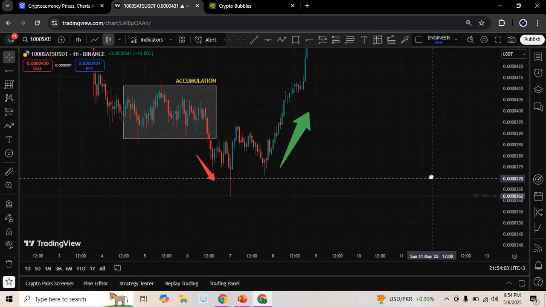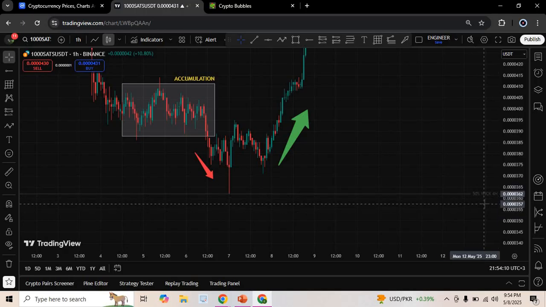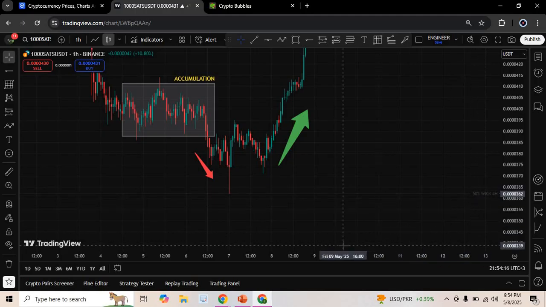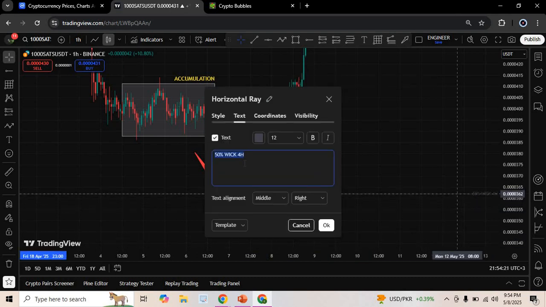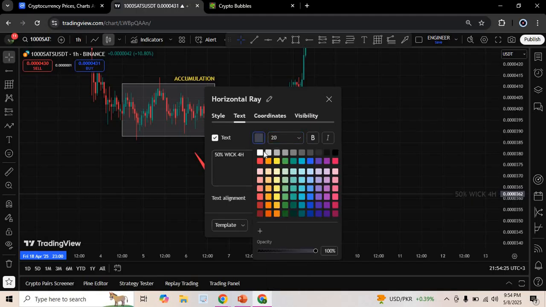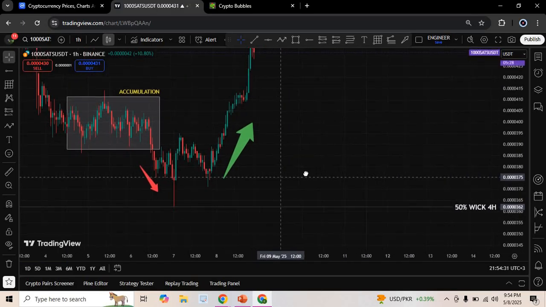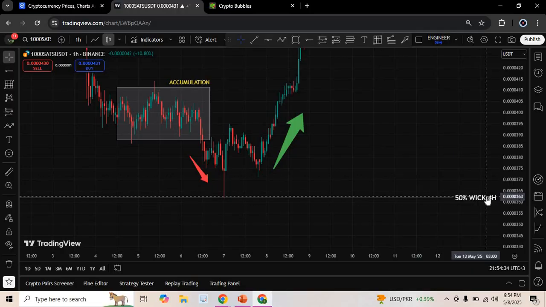thumbs up and what I've written it as. Evans, I can see your hand is up. What's the value here? 50%. Yes, 50% wick on the 4-hour time frame. Let me just change the color so that I'll increase the size and change the color. It's just because I never like to clutter my chart with a lot of words, so I'll sometimes fade them. So 50% on the 4-hour time frame.